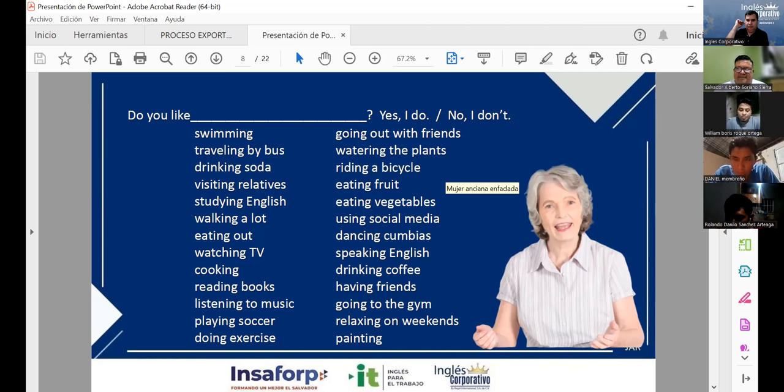William Boris. Okay. Do you like traveling by bus? Yes, I do. Okay. Salvador Alberto, do you like drink soda? Yes, I do. Daniel, do you like visiting relative?